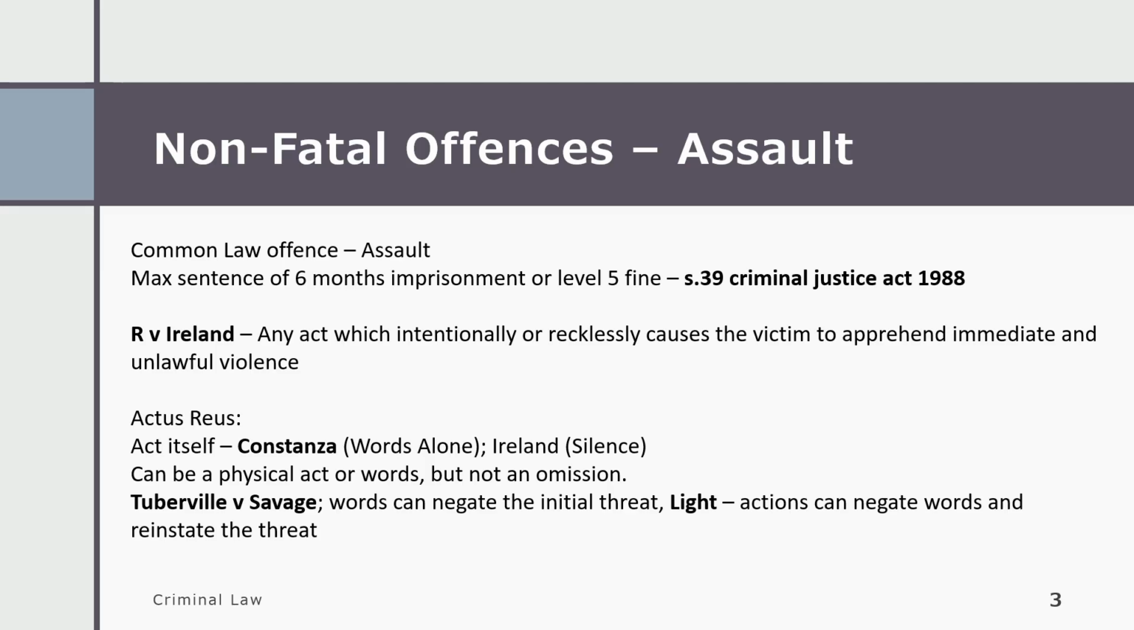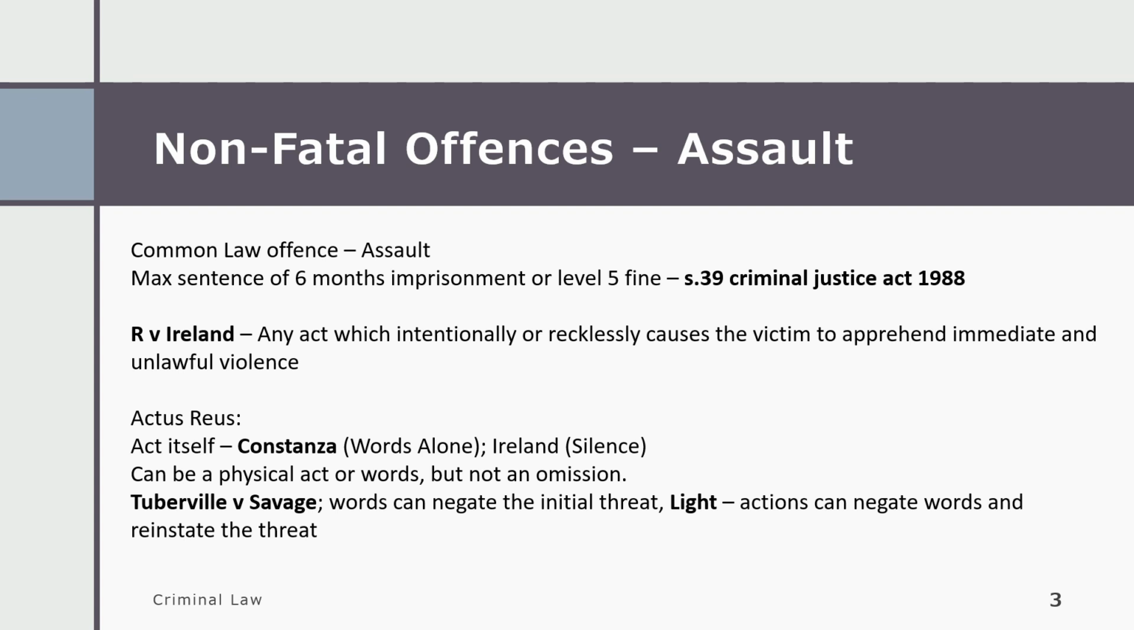So non-fatal offences to start with is assault. It's a common law offence with a max sentence of 6 months imprisonment or a level 5 fine, which is defined in section 39 of the Criminal Justice Act 1988. Please remember that assault is not defined in this section and Act. It's just the maximum sentencing that is defined.